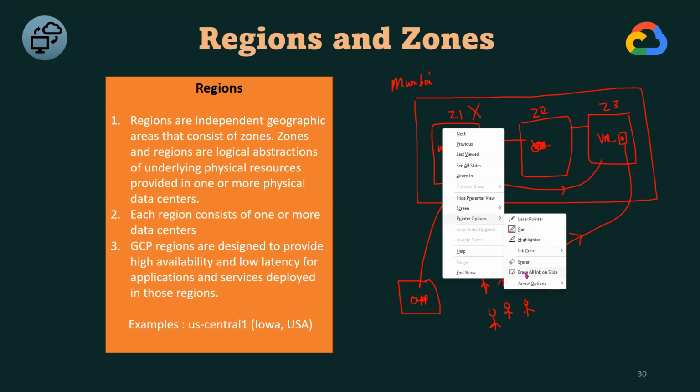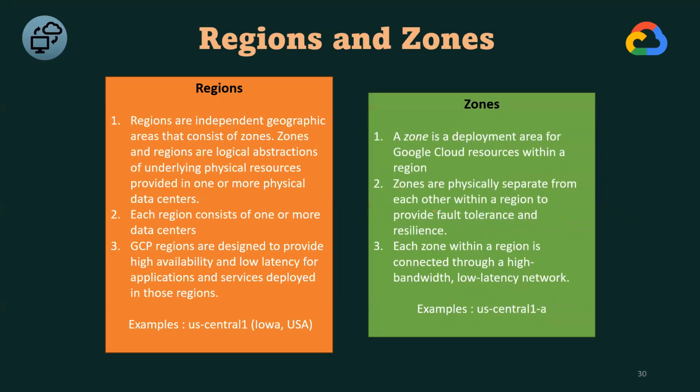The same thing I have mentioned here. Zones are physically separated from each other within a region to provide you fault tolerance and resilience. Each zone within a region is connected through a high bandwidth and low latency network. One example for a region is US Central 1. One example for a zone in the same region is US Central 1A.